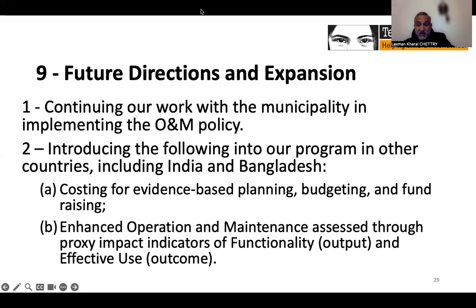Finally, we are committed to continuing our work with the municipality in implementing the operation maintenance policy, and we have planned to introduce this costing exercise in a new way in our other programs in the region, particularly in Bangladesh and Nepal, because we want to use this for evidence-based planning, budgeting, and fundraising at a small level, because we'll be working at the district level, perhaps in Bangladesh. Sub-district level, and there is the provision for collecting resources from the community also. We will be looking into that also, how a model for that can be developed.